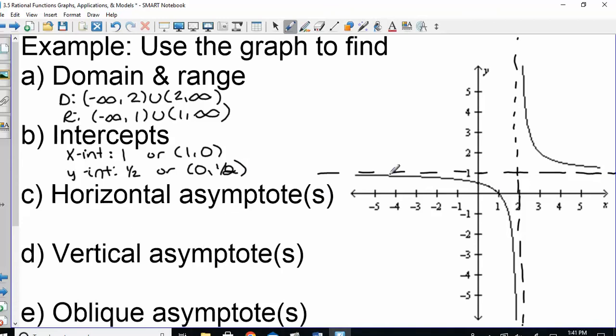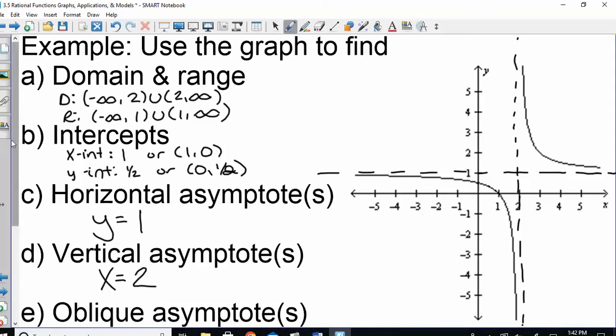Horizontal asymptote. So we already said that was at 1. It's a line, so I expect the equation of a line. A horizontal line is what? y equals a number. So the horizontal asymptote is at y equals 1. Vertical lines are x equals, so the vertical asymptote is at x equals 2.